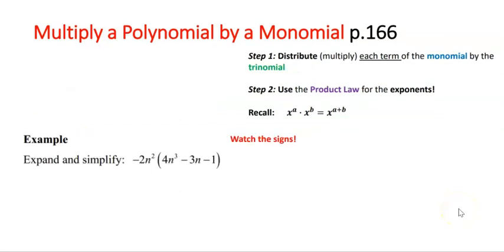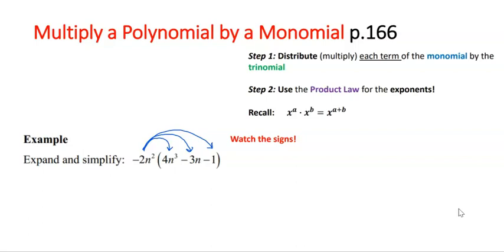For the next example, we are going to expand and simplify, or multiply, negative 2n squared to everything in brackets: 4n cubed minus 3n minus 1. So this is where we're going to show our distribution skills. We're going to multiply negative 2n squared to every term inside the brackets, and that's to help us clear the brackets, and then if there's any further simplification to do, we will do. Okay, so we're going to do one at a time.